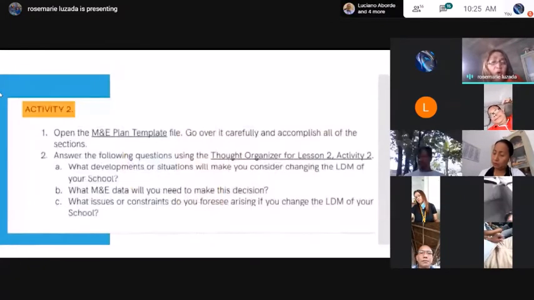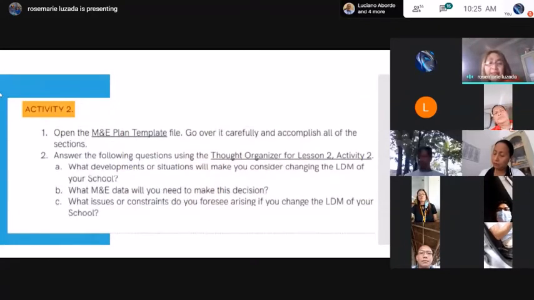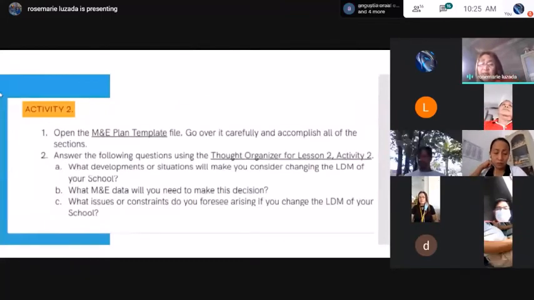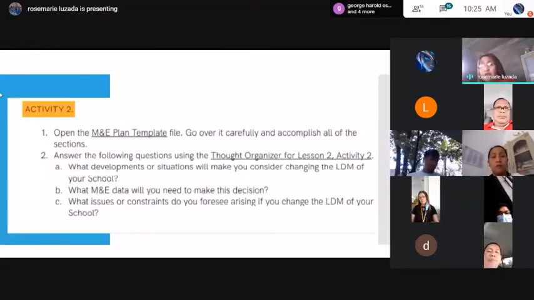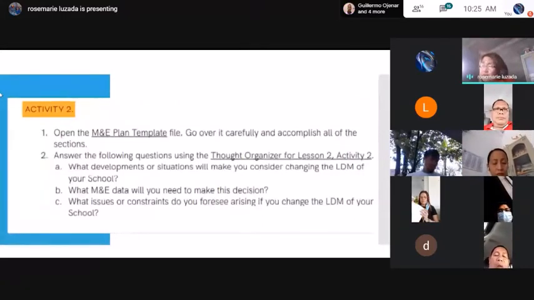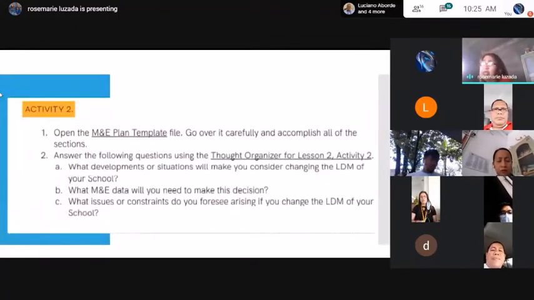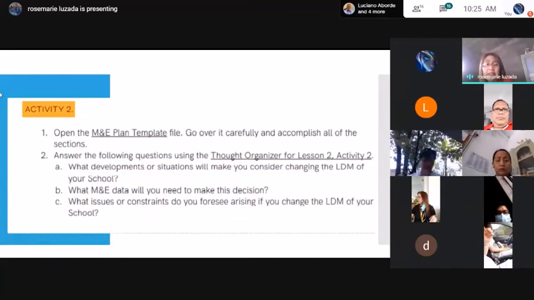Okay, so this time we're going to open the monitoring and implementation plan template. So what M&E data will you need to make this decision? What issues or constraints do you foresee arising if you change the LDM of your school? For example, we changed our LDM from modular approach to blended learning.